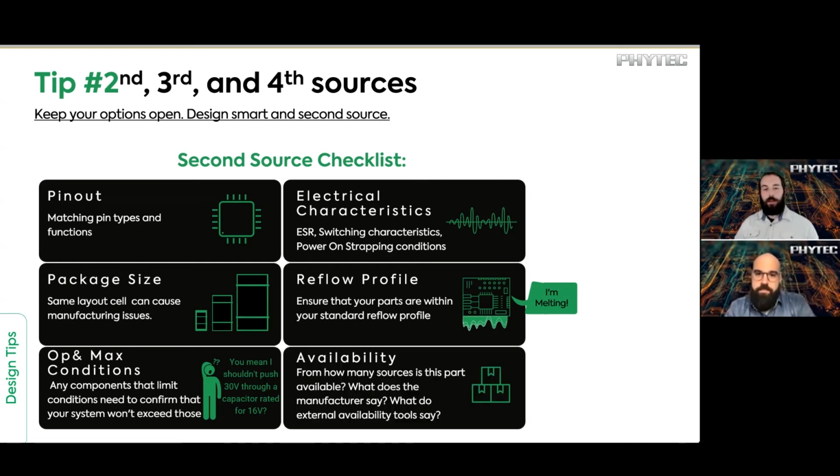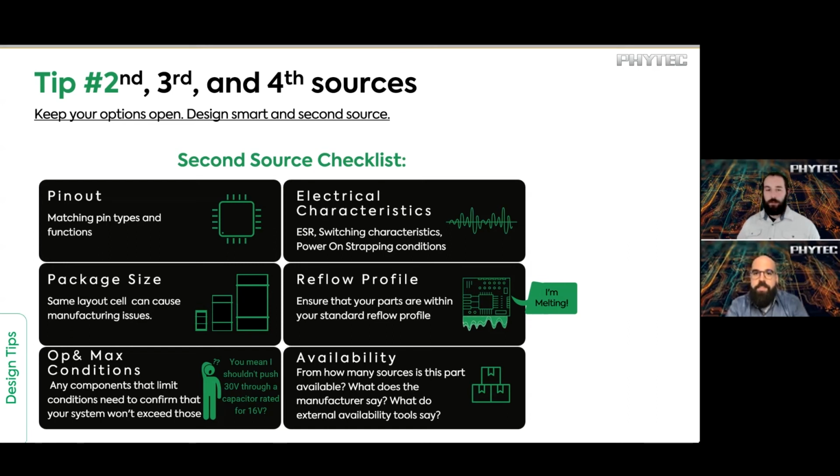And finally, availability. And this goes back to reaching out to your supply chain, reaching out to your manufacturers, and finding out there's no point in second sourcing a part only to find out that you also can't get your second source. So you want to make sure that that second source part is available. Reach out to supply chain and make sure that they say this part's a good part to select, and reach out to your manufacturers and use external tools to find out that that part will be available in the future.